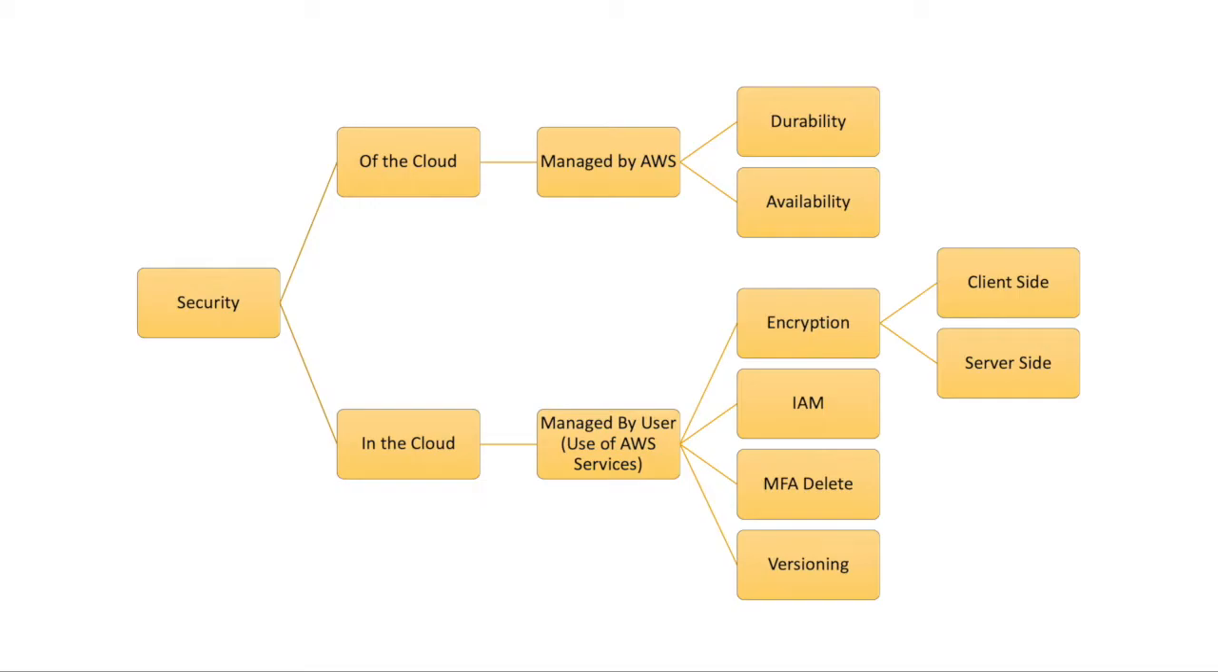But what concerns us is there are so many services provided by AWS, and how do we use those services to manage the security of our data. Okay, so this is security in the cloud, which is managed by the user itself. So this is a shared responsibility between AWS and an AWS user on how to manage the data security. Okay, so for in the cloud security, there are multiple mechanisms.